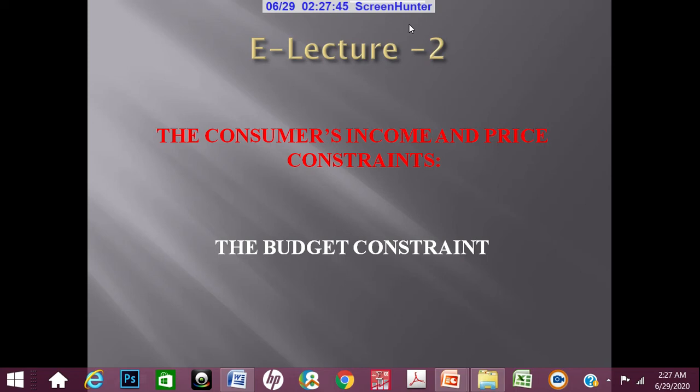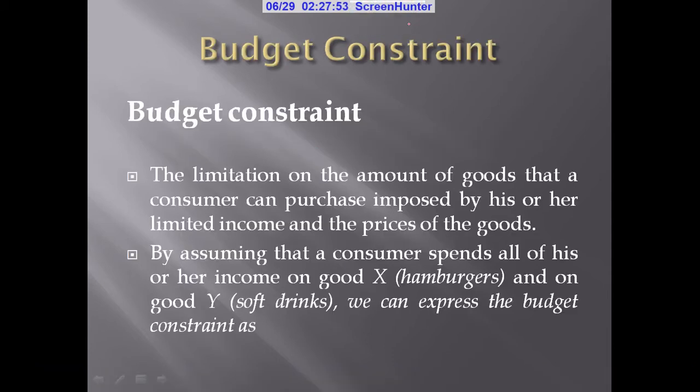Constraint. It's our second lecture. The topic of discussion is consumers' income and price constraint. Budget constraint: the limitation on the amount of goods that a consumer can purchase imposed by his or her limited income and the prices of goods.